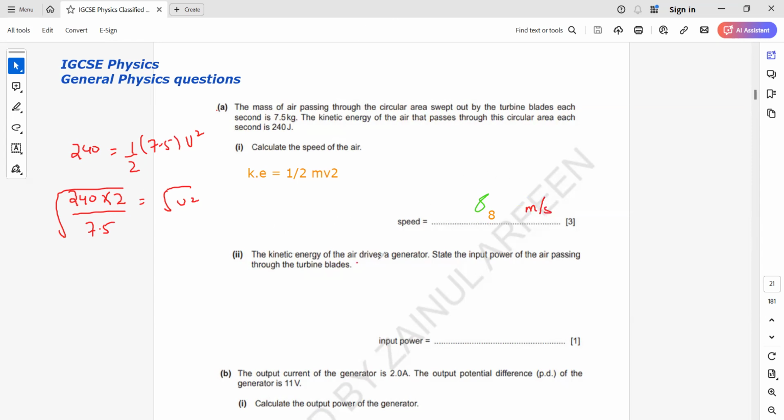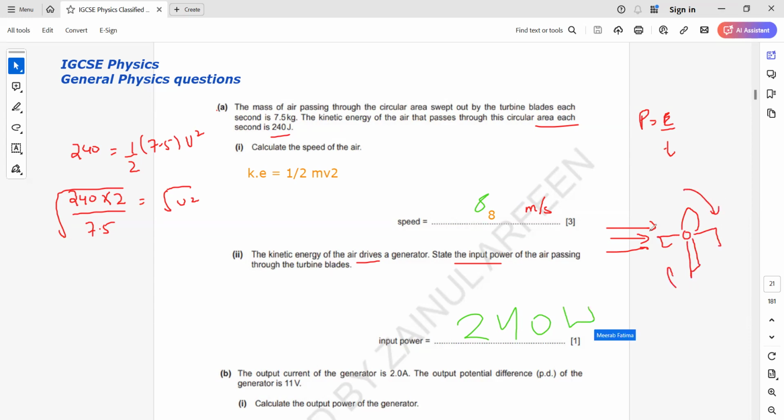The kinetic energy of air drives the generator. State the input power. Look, this is the energy, but because it is in 1 second, we have the formula power is energy divided by time. So the kinetic energy, because what actually happened, the air is moving. So moving air will have a kinetic energy and it rotates the turbine. So how much energy it supplied? 240 joules. And in how much time? 1 second. So if we need the power, we have the power is energy divided by time.